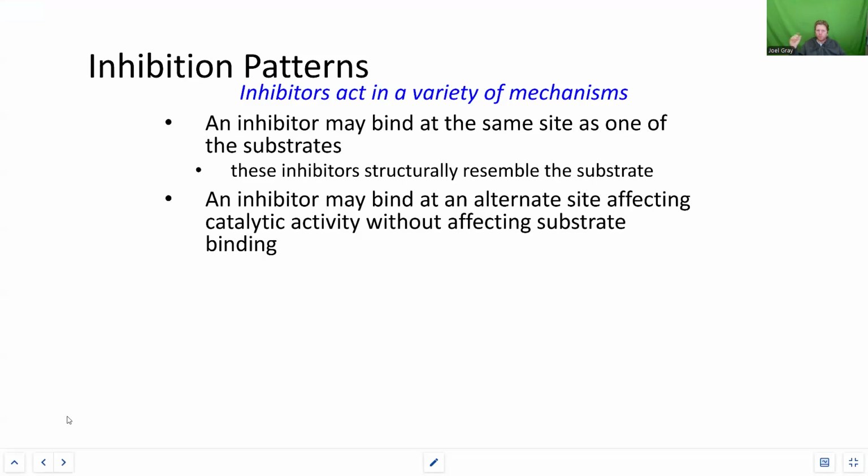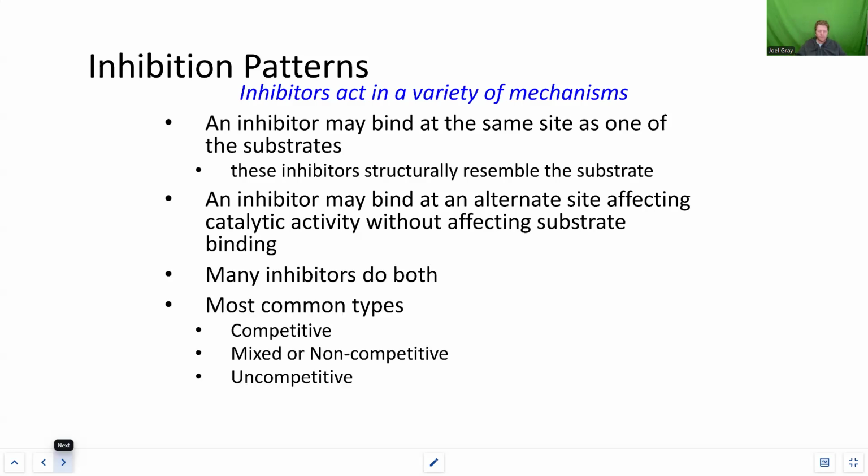Let's see if we replace a hydroxyl group with a sulfhydryl group. This is where organic chemistry and your functional groups is really important, which is one of the reasons why, if you ever are interested in going into the pharmaceutical industry, one of the things that you're going to be good at and spend a lot of time on is organic chemistry and organic synthesis. So an inhibitor may bind at an alternative site, and sometimes they can do both. We've got our 3 most common types: competitive, mixed or non-competitive, and uncompetitive.